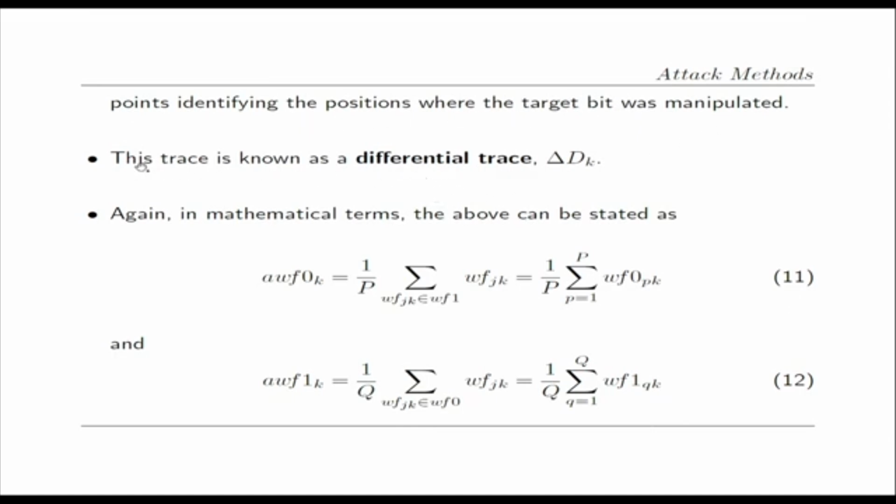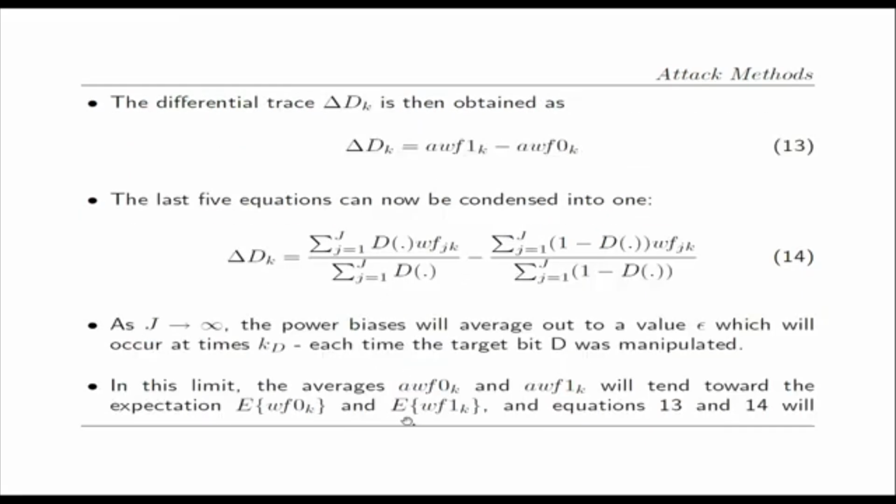So, this trace is known as the differential trace, and it is denoted by delta dk. This is the expression for AF0 and this is the expression for AF1, because there are p many. So, this is the averaging on this, and there are q many of such rows, so this is the averaging on this. The difference of their means, we take the difference, and that is called the differential trace.